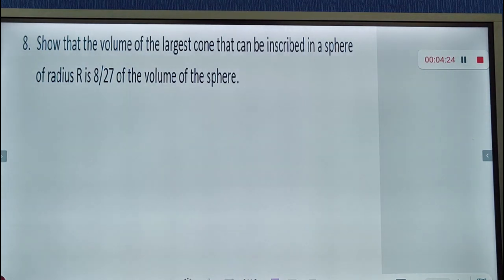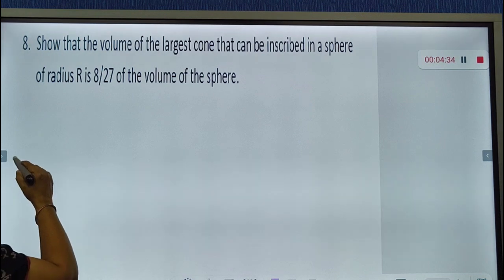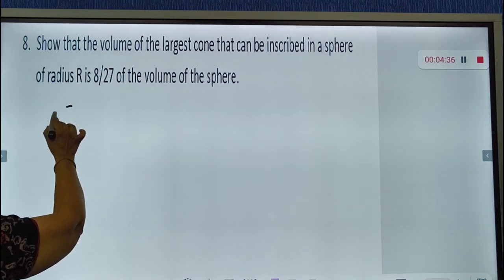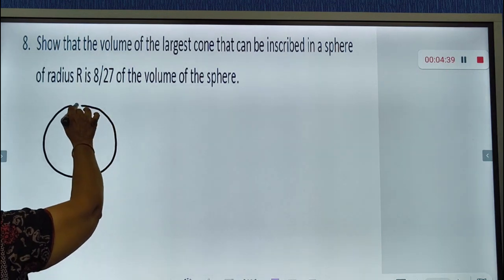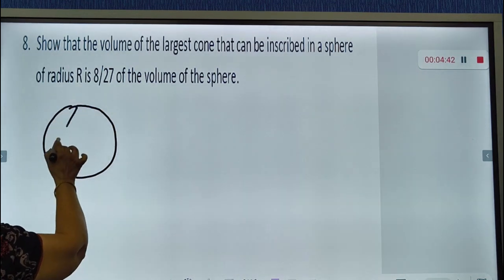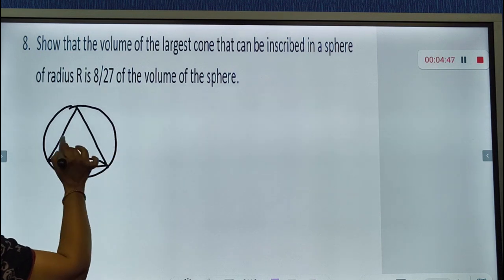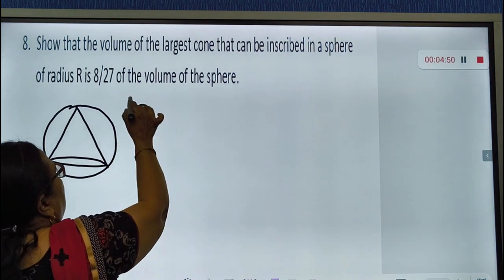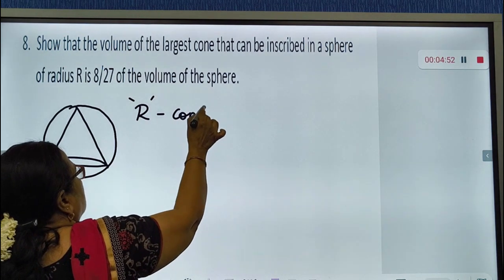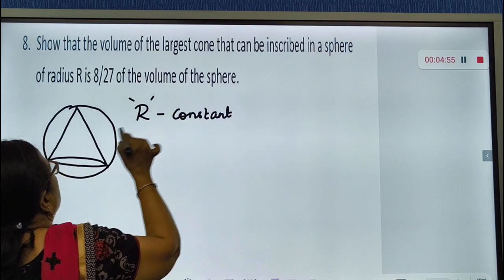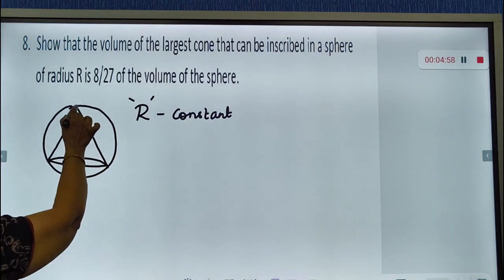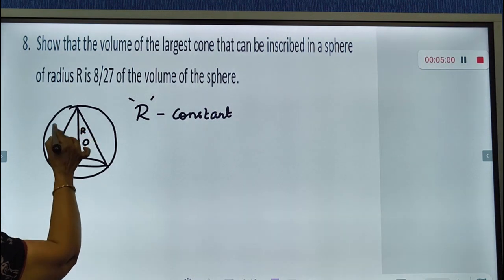Show that the volume of the largest cone that can be inscribed in a sphere of radius capital R is 8 by 27 of the volume of the sphere. So you are inscribing a cone inside a sphere. So let this be the sphere. You are inscribing a cone. The sphere is given, that means capital R is a constant. What is capital R? The radius of the sphere. So this is capital R.